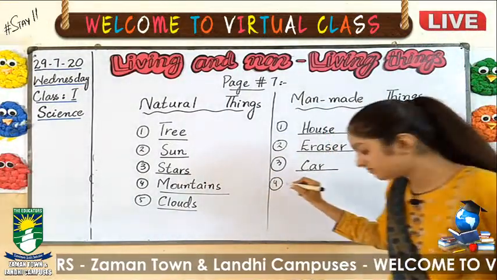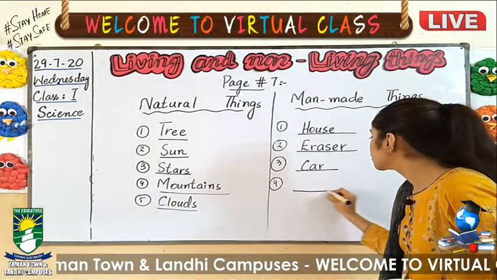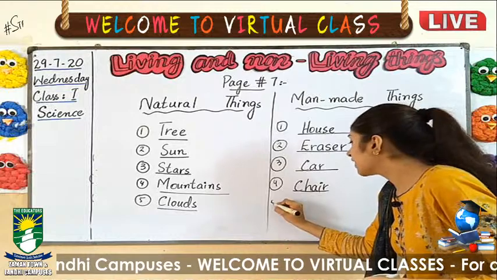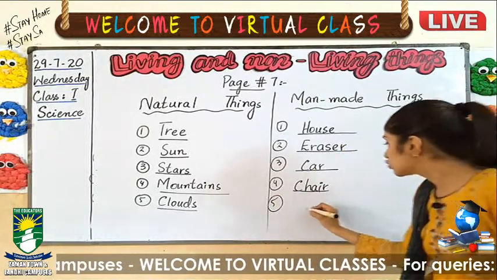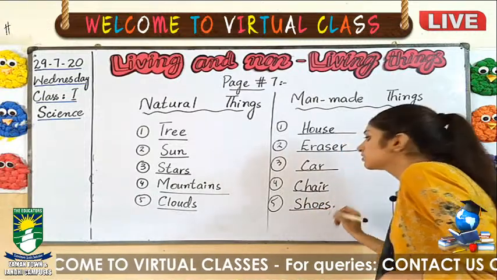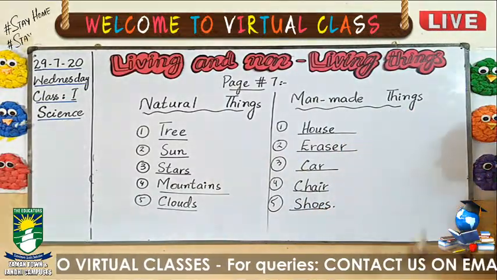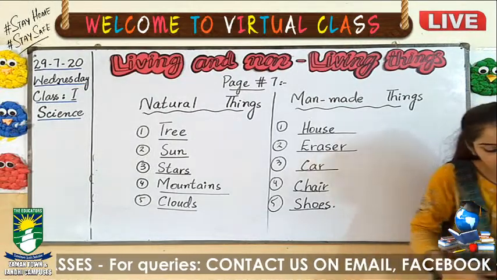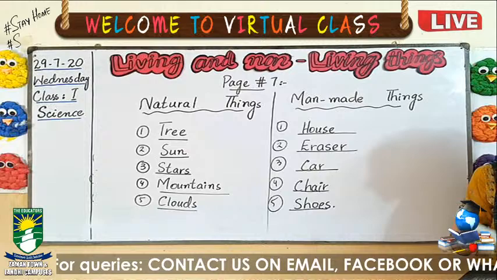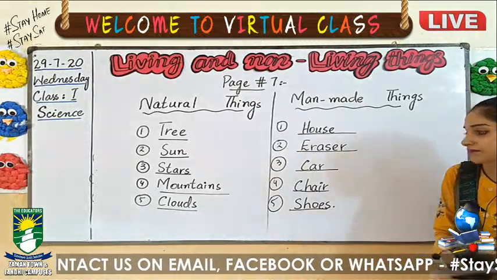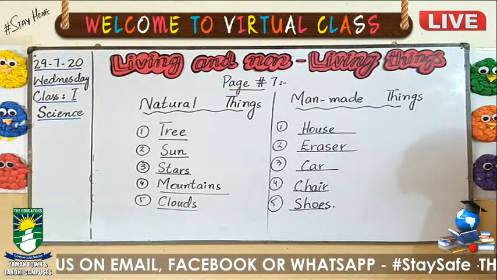Number 4, you can write a chair. Chair is also a man-made thing. And number 5, you can write shoes. Shoes are also man-made things. Do write these names. On page number 7, must mention the date on all the pages, page number 6 and page number 7. I hope you have completed this work.